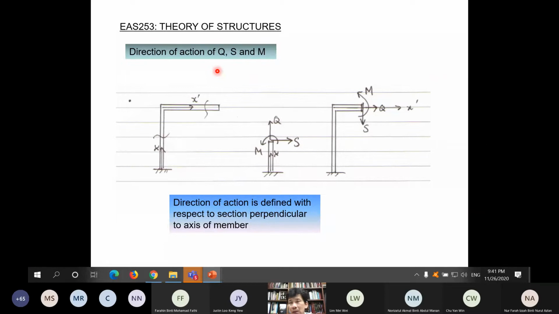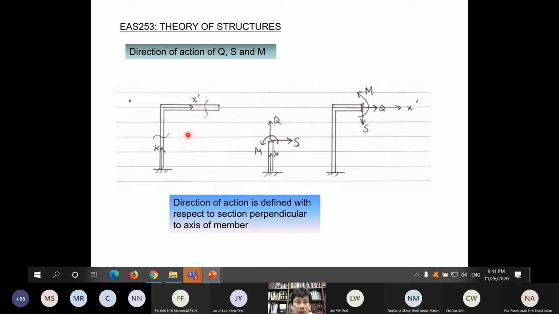In beam, it is easier because beam members are only oriented horizontally. But in frame, you have members which are vertical and horizontal. So how do we define this on different horizontal and vertical members? So here I show you a frame with two members, one vertical, one horizontal. So the first thing that we have to take note of is we have to indicate the axis of the member, which is pointing from one end to the other. So the X is for this member, X prime is for this member.